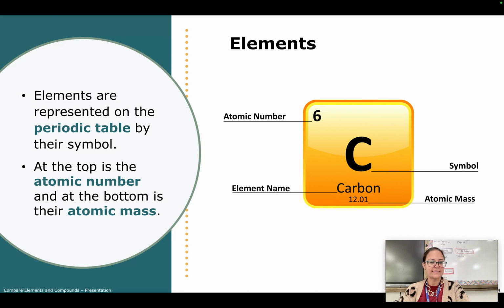Elements are represented on the periodic table by their symbol. This one is carbon, so it's just an uppercase C. At the top is the atomic number. Remember, the atomic number is based on the number of protons. So carbon has 6 protons in its nucleus. At the bottom is the atomic mass. You add together the protons plus the neutrons to get the total mass. The atomic mass of carbon is 12.01, so basically 12. There are 6 protons, because we know that from the atomic number, so it must also have 6 neutrons to add up to 12.